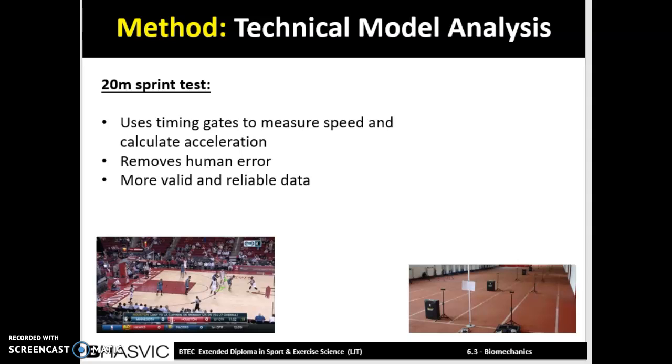Since we didn't have access to timing gates, we would have to put cones at 5 meter intervals and have someone time the other person. But obviously this then includes perspective error and human error. I mean that our results wouldn't be as reliable as using timing gates. But that is the best we could do.